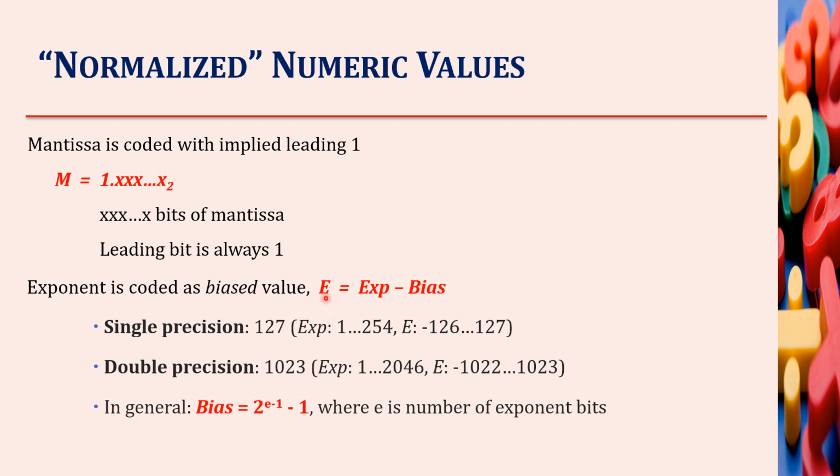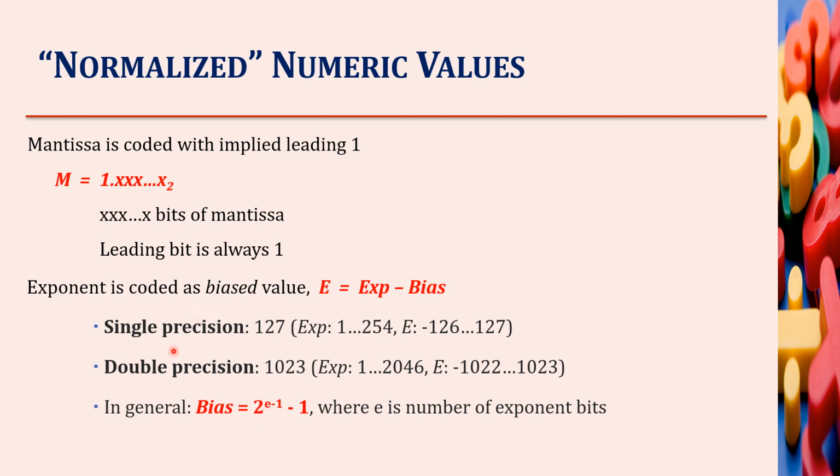Biased value means we need to add a biased value to the actual exponent. So the original exponent is equal to the given exponent minus bias. In the case of single precision, the bias value is 127, and in the case of double precision, the bias value is 1023. In general, the bias value can be found as 2 raised to e minus 1, minus 1, where e is the number of exponent bits.